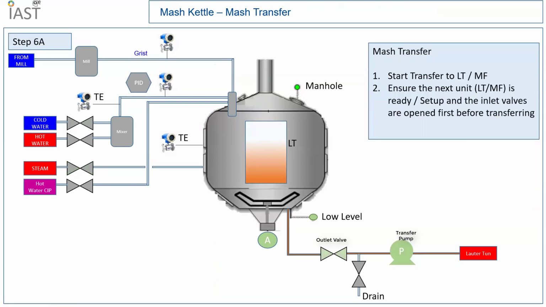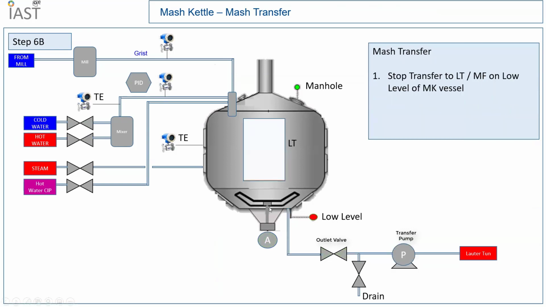Once the mash cooking is done, the wort is ready to transfer to the next vessel. In the mash transfer operation, the outlet valve is open and the pump is started. The operation continues until the low level is received. Once the low level is received, the pump and the valve are stopped. The next step is to ensure the line chasing. If there are any residues, hot water is flushed and the line is chased.